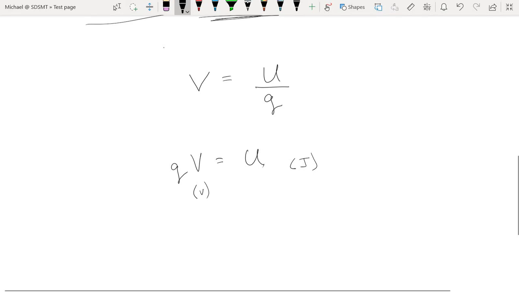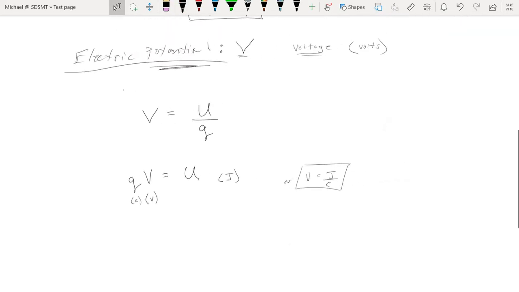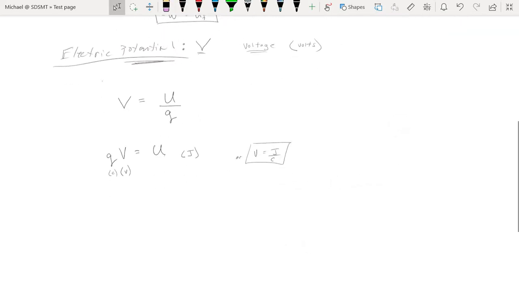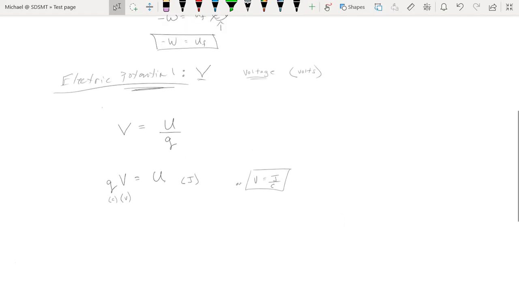But we have volts over here. And the units of charge, those were coulombs. So a coulomb volt would be a joule, or we could say that a volt is a joule per coulomb. So just looking at equivalent units there, in case we need to switch them around for any reason.